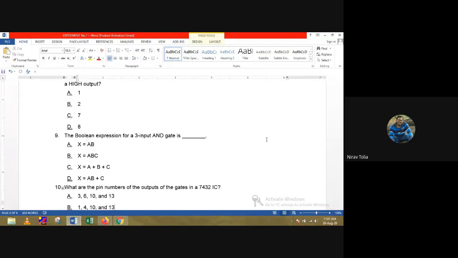Either it is A, B, C, or D. So Keyur, Parthiv, and Dirga gave the right answer, that it is B. What is the Boolean expression for the AND gate? A multiplication of each and every input. How many inputs do we have? Three. So we have to multiply all three inputs, A, B, C. So the equation is A into B into C.